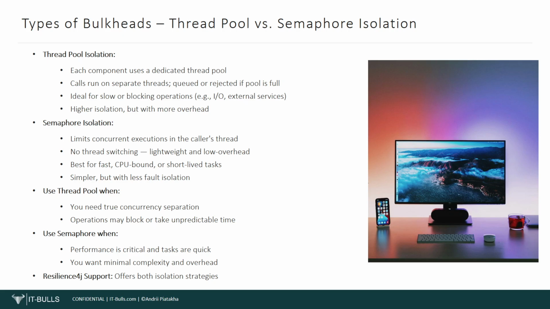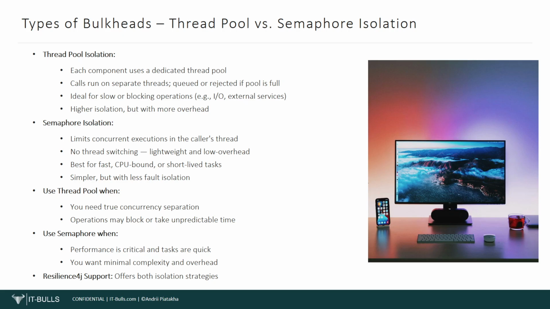where performance is critical. So which should you use? That depends on the nature of your workload. If you are calling remote services or working with blocking input-output, thread pool isolation can prevent those delays from affecting the rest of your system. But if your operations are fast and resource-light, semaphore isolation may be the simpler, more efficient choice.